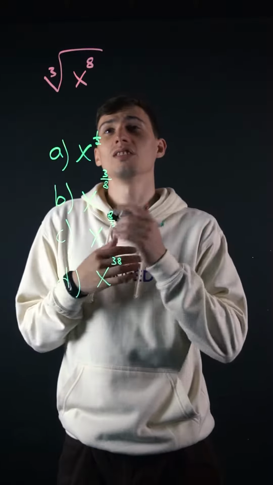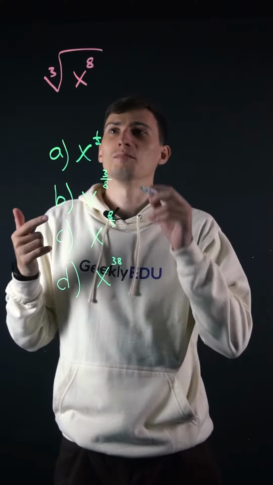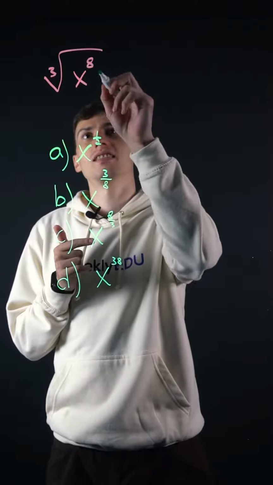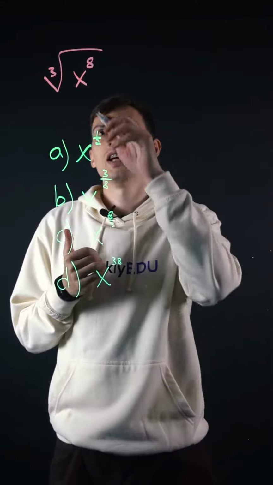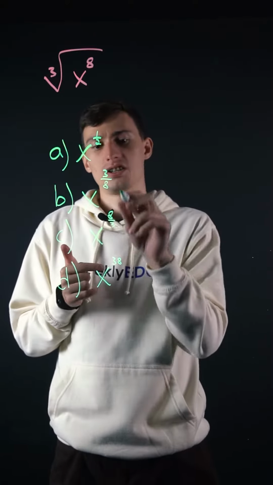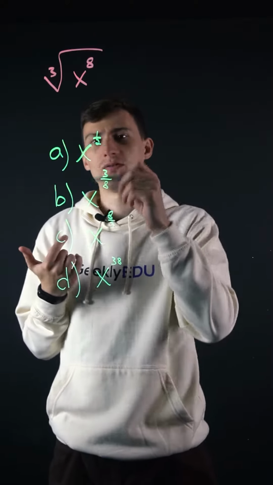Hey guys, so this is a really common SAT question. So we have the cube root of x to the eighth, or the third root. Different people say it different ways. And they want you to rewrite it with a fraction in the power. So what's the answer? We have four options.